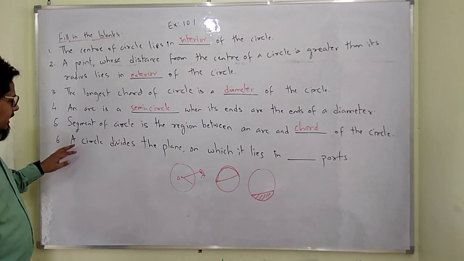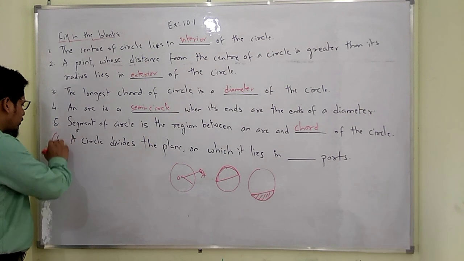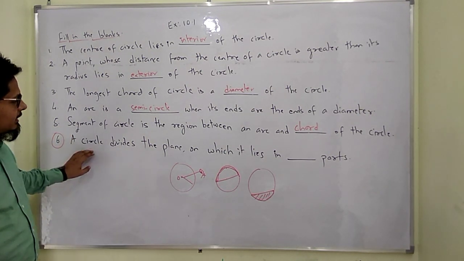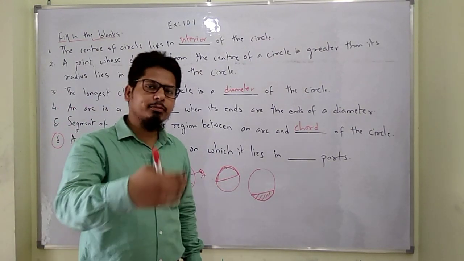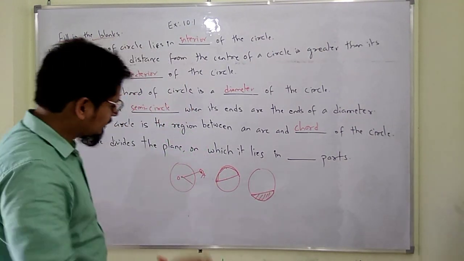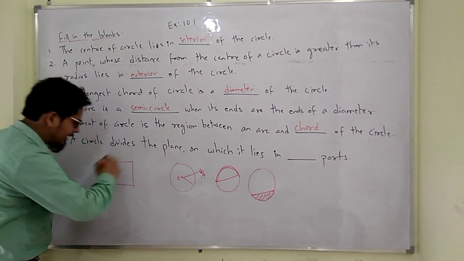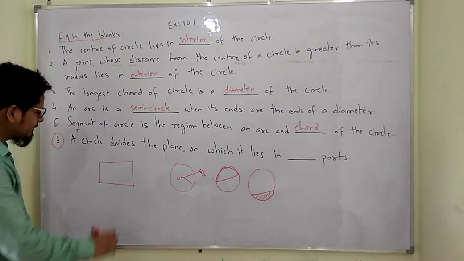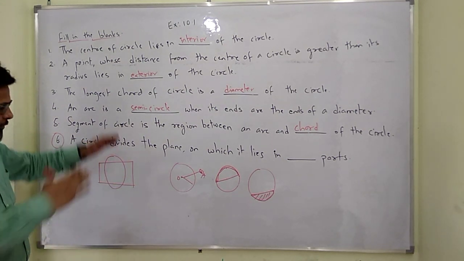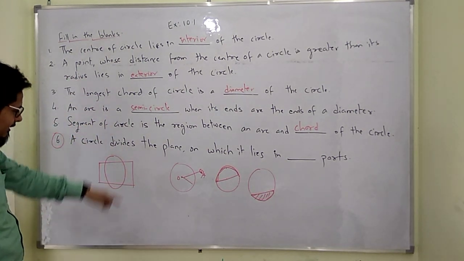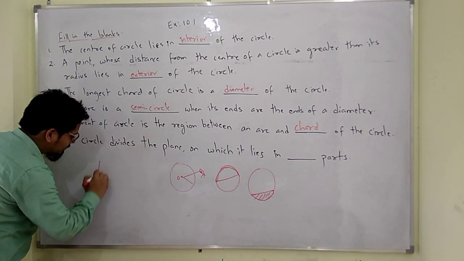The sixth question. Actually, among all the six problems, this is the more interesting one. Number 6: a circle divides the plane on which it lies into how many parts? You have to write the number of parts. You see this figure, class. Take one plane here, and after this I draw one circle in this way. It is one circle. It is not an oval. It is a circle.